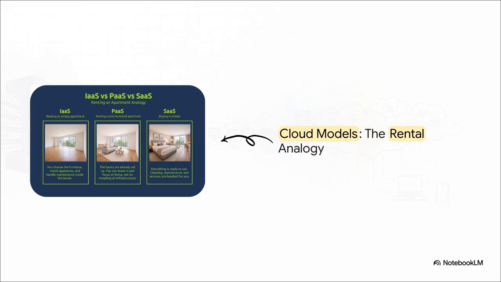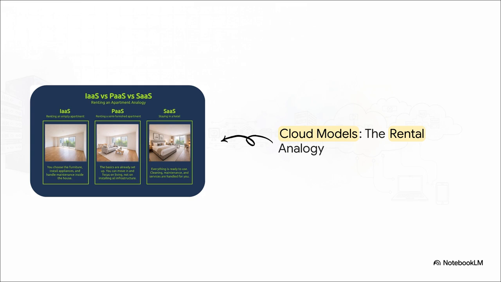Infrastructure as a Service, or IaaS, is like renting an empty apartment. You get the floor and the walls, the basic servers and storage, but you have to bring your own furniture and maintain the inside yourself. Platform as a Service, PaaS, is like renting a semi-furnished apartment. The cloud provider handles the underlying OS and infrastructure, you just bring your application code and move right in.